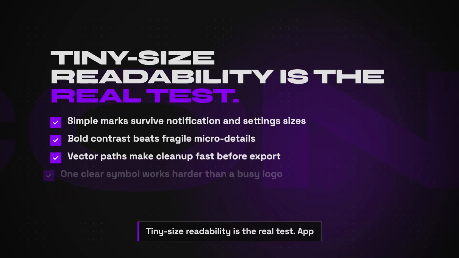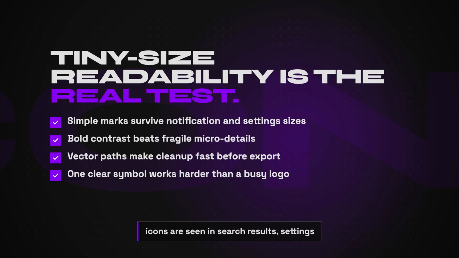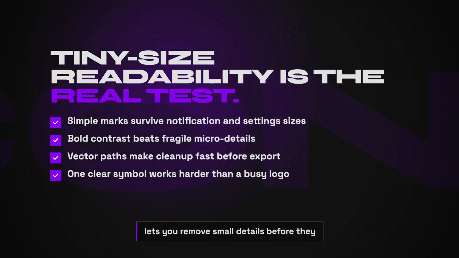Tiny-sized readability is the real test. App icons are seen in search results, settings screens, notifications, dock slots, tabs, and home screen grids. Starting with a simple SVG lets you remove small details before they turn into visual noise.